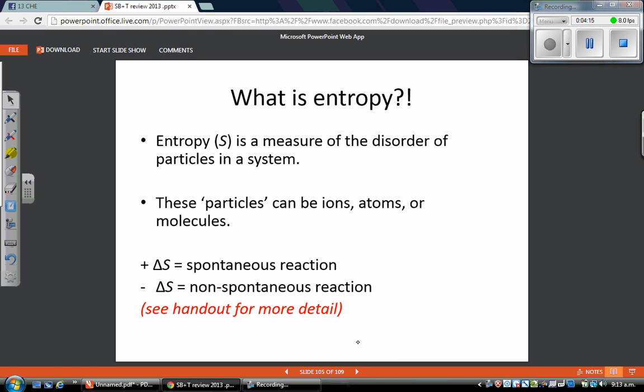Well, this is just a quick definition of entropy again. So the symbol for entropy is S, capital S in italics. It's a measure of the disorder of particles in a system, where these particles can be ions, atoms, or molecules. If you get an increase in entropy, then this is considered a spontaneous reaction, whereas a decrease in entropy is a non-spontaneous reaction. In other words, in nature, in real life, a disordered system will not rearrange itself into a nice ordered system naturally by itself, spontaneously. It just doesn't happen.